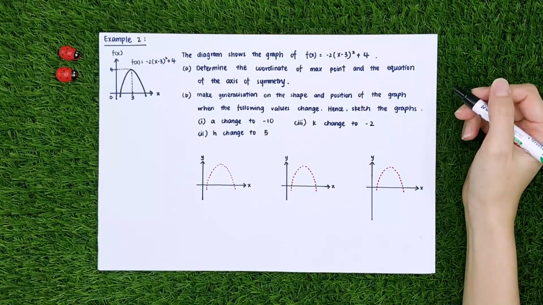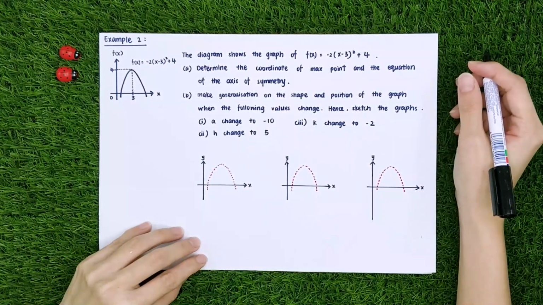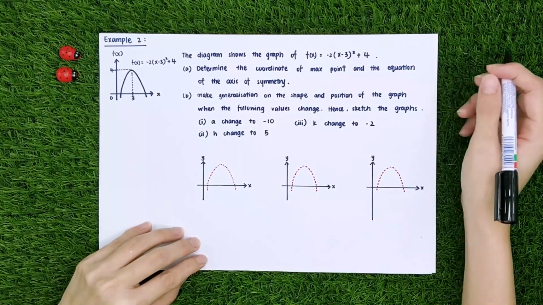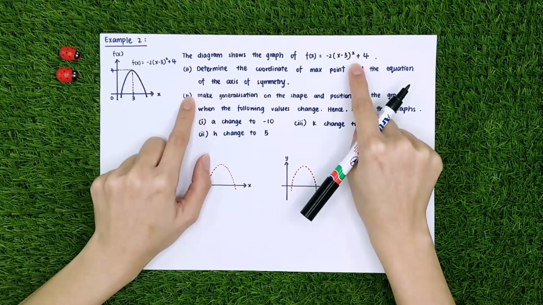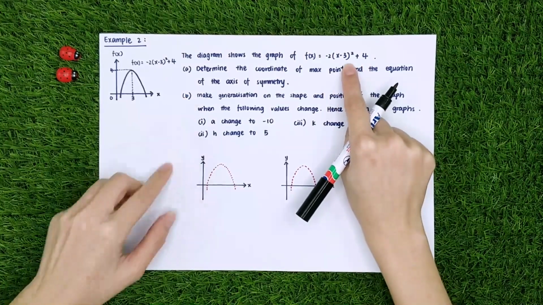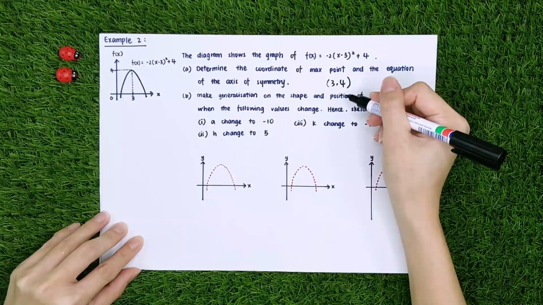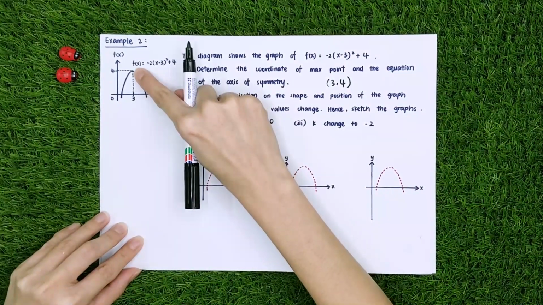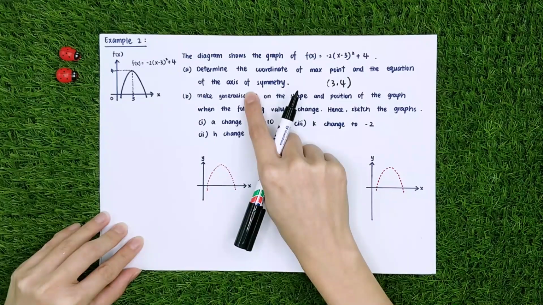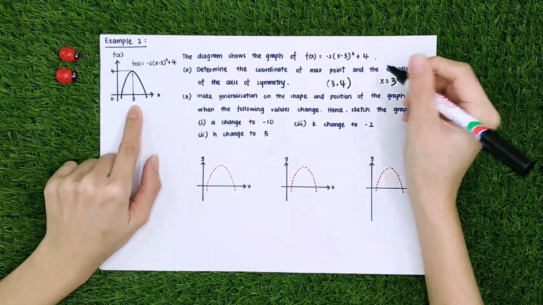Example 2, the diagram shows the graph of f(x) equals minus 2(x minus 3) squared plus 4. Okay, for part A, determine the coordinates of the maximum point and the equation of the axis of symmetry. Okay, from here, I can know that it's in a vertex form. I can directly determine my maximum point by using the vertex form, which is (3, 4). Okay, you also can determine your maximum point by using the graph that is given, which is (3, 4). Okay, now I have to determine the axis of symmetry, which will be very easy. The equation of the axis of symmetry is x equals 3, which is here.